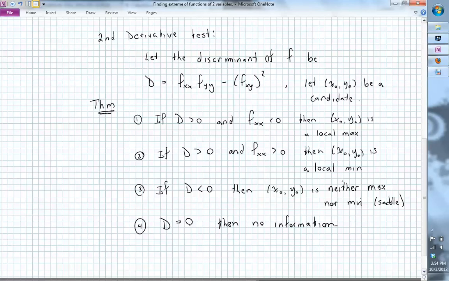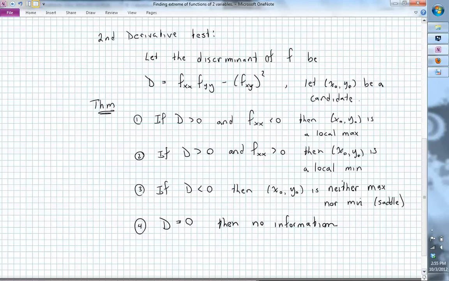Okay. What's going on here? Just again, really briefly, I don't want to dwell on this thing. Mostly, I want to just focus on execution. How do we use this thing? But remember, fxx is concavity in the x direction, and fyy is concavity in the y direction. If this thing is positive, what it means is those concavities agree. And so it doesn't matter which one we look at.